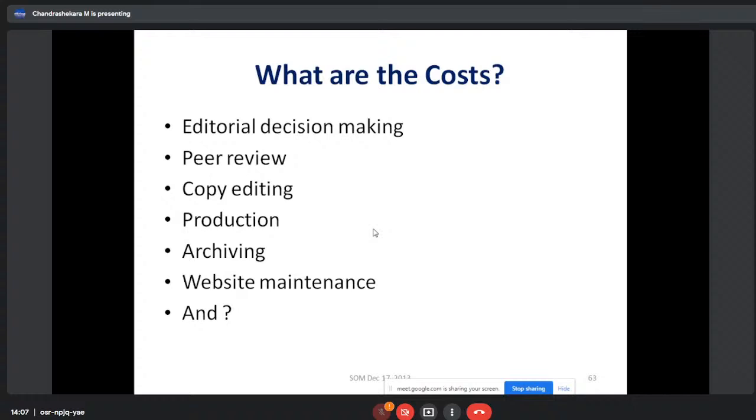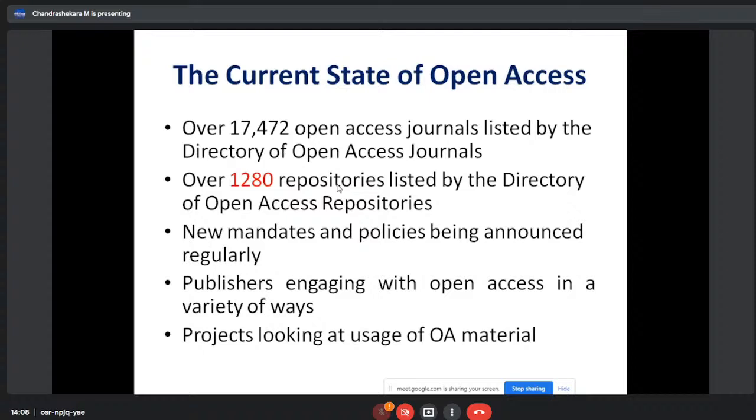What are the costs that are involved? The editors, editorial decision making, peer review, copy editing, production, then archiving, website maintenance, because some dedicated servers are required for all this, and this is more important if it is open access. Open access in the sense, all this will be hosted on a website, isn't it? You should have some dedicated websites that should be hosted on the institution server. Or sometimes you can host some that are freely given, there you can host on the cloud. Okay, so these are the costs also involved.